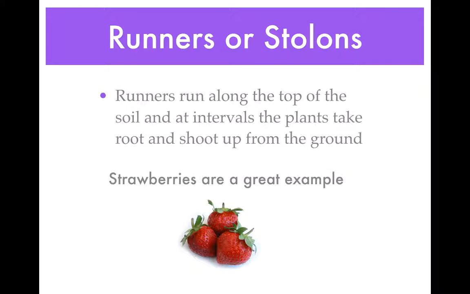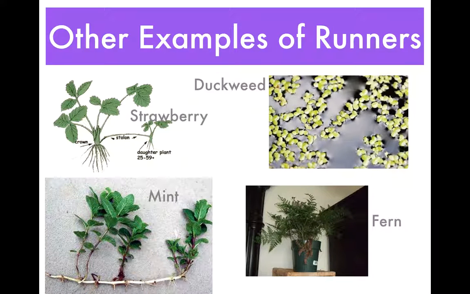Related to rhizomes are runners, or sometimes called stolons. But instead of growing horizontally underground, the runners grow horizontally along the top of the soil, and every once in a while they will shoot roots down into the ground. And then from there, the plants will grow and they'll make new plants that way. Strawberries are one example of this. Some other examples include duckweed and mint, which you can see there as they're growing. They're all connected to that one sort of root system. And ferns grow this way as well.